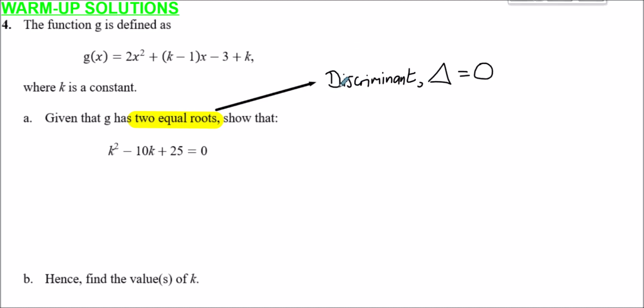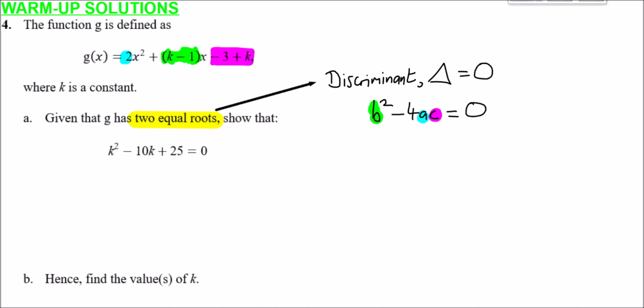So the discriminant is b squared minus 4ac, and we're going to set this equal to 0. What I mean by b is the coefficient of the x term, and so in our case, b is this k minus 1. What we mean by a is the coefficient of the x squared term, which in this case is 2. And what we mean by c is the constant term at the end, which is this minus 3 plus k bit at the end of the equation.